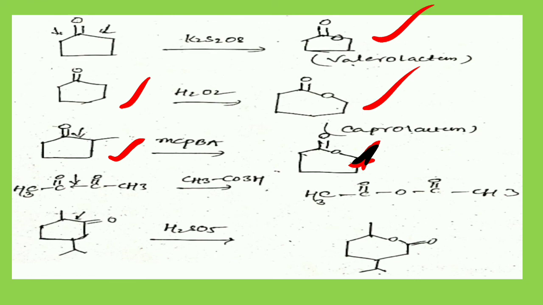Yes, this is the substituted compound. Here there is a CO group, and that's why the oxygen is attached here. At this position there is a more substituted carbon, and that's why this oxygen is attached near to this substituted carbon. The migratory aptitude is over here.